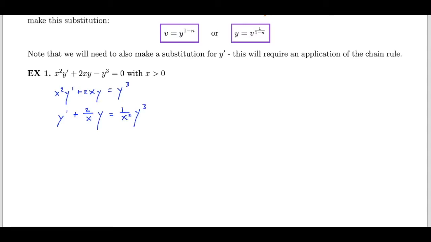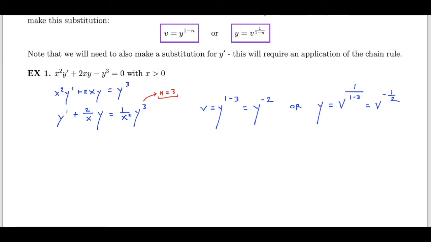Here I've started by making a couple steps of algebra just to rework the structure of my ODE, and it's easy enough to identify comparing this particular example to the original form stated above that the n involved in this particular equation is 3. That indicates that the substitution that I want to make will be v equals y to the negative 2. Or, if we want to solve that for y, we would get y equals v to the negative 1/2.